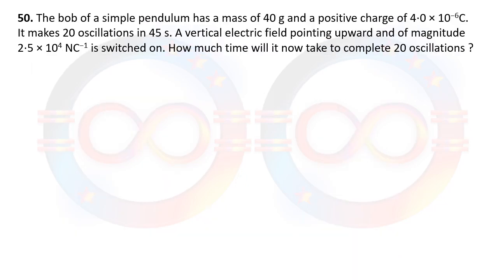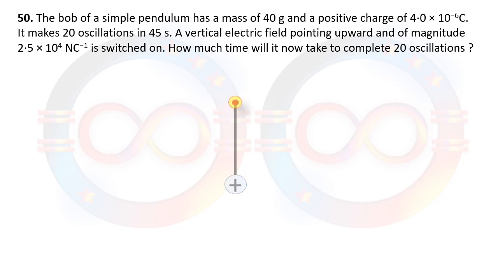Last question of the video. The bob of a simple pendulum has a mass 40 gram and positive charge 4 into 10 raised to minus 6 coulomb. It makes 20 oscillations in 45 seconds. A vertical electric field pointing upward and of magnitude 2.5 into 10 raised to 4 Newton per coulomb is switched on. How much time will it now take to complete 20 oscillations?